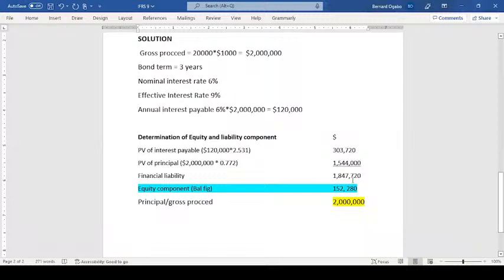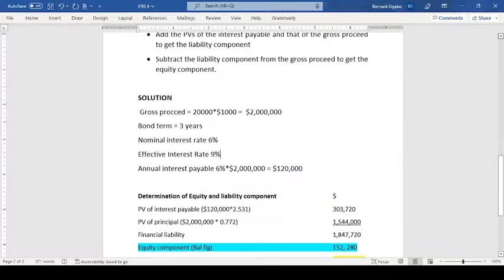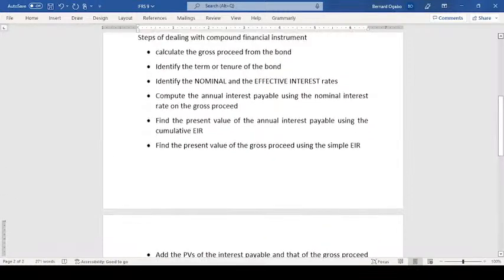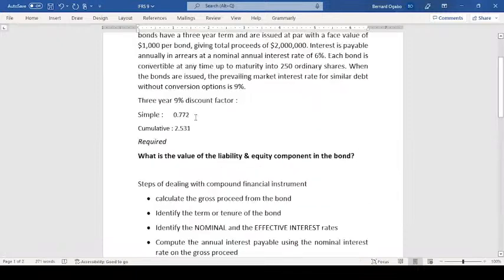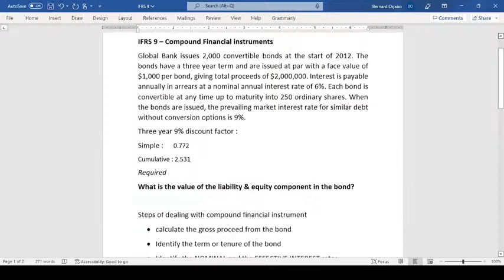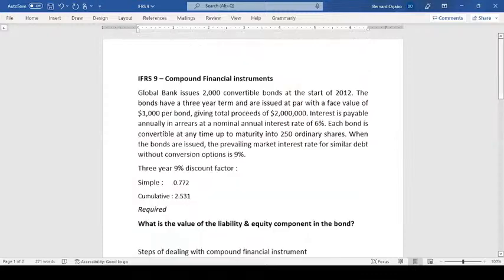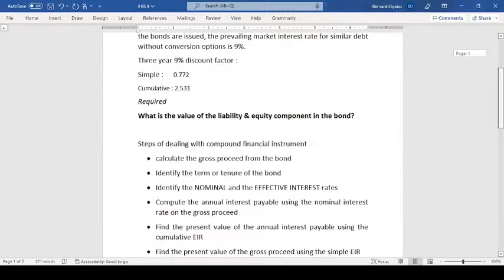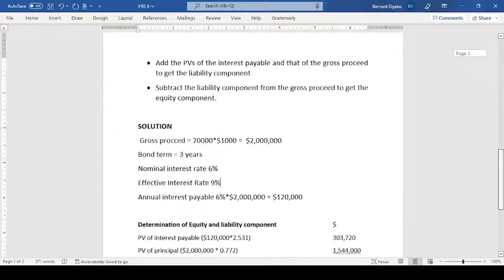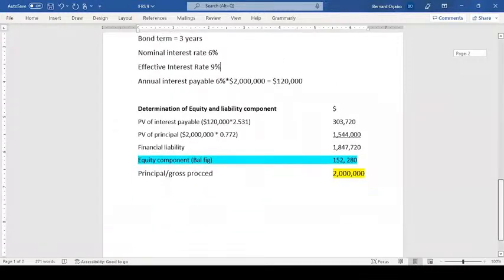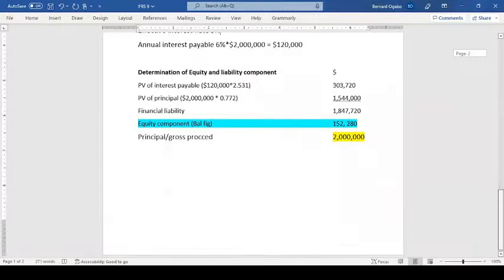So these are the steps. Go through the steps, follow them religiously, and you will be able to get it right every time. The only tricky bit in this question is always trying to identify the discount factor. And if you don't know how to use a discount factor table, just reach me in the comment section, and I will try to show you how to do it. So that is how to separate a compound financial instrument between the equity and the liability component.